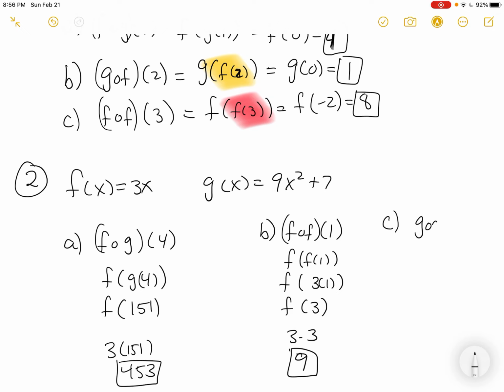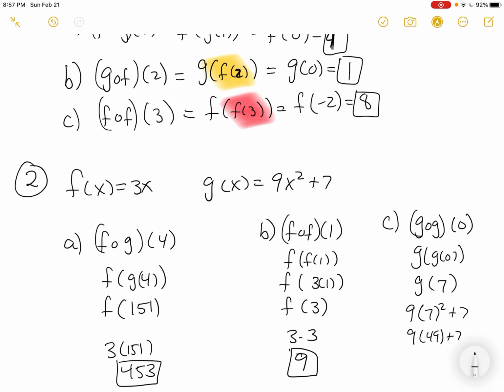If they pick g, here's g composed with g of 0. Okay, so that's g of g of 0. No problem. Well, g of 0 is obviously 7, right? We can see that 9 times 0 plus 7 is 7. And now g of 7, no problem. 9 times 7 squared plus 7. 9 times 49 plus 7. And what's 9 times 49 plus 7? 448. And we just go through the arithmetic like that.